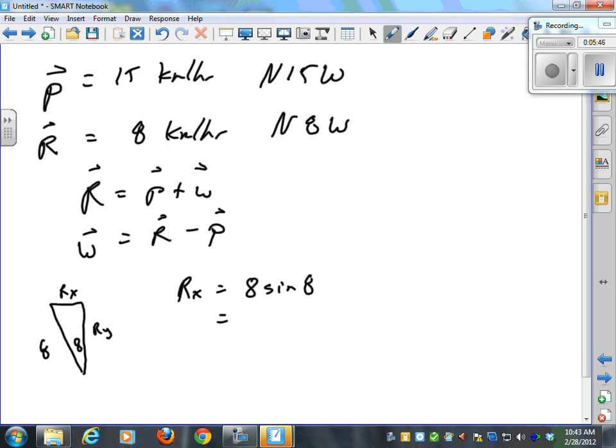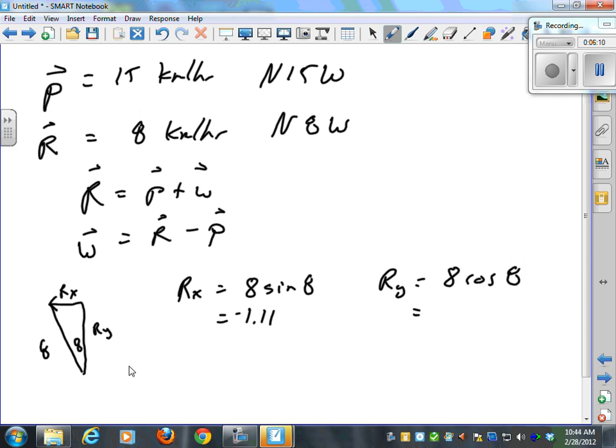8 sine 8. 1.11. Now that's to the left, isn't it? Right? It's to the left, so that's going to be negative. Ry is going to be 8 cos 8, because it's to the left.